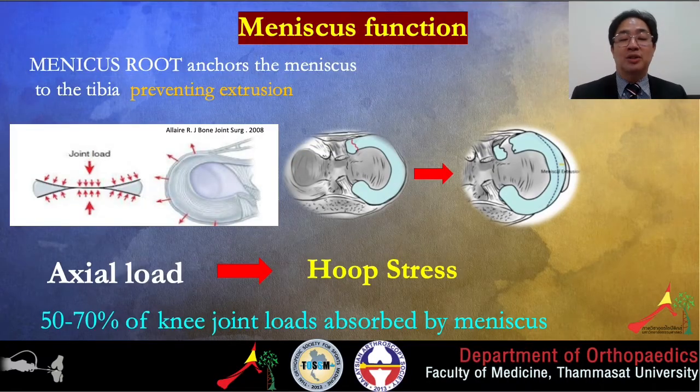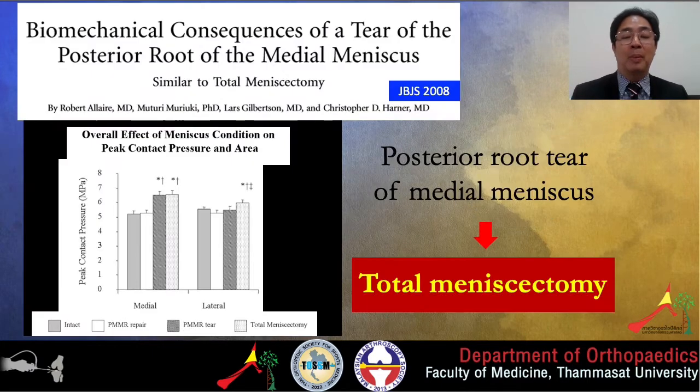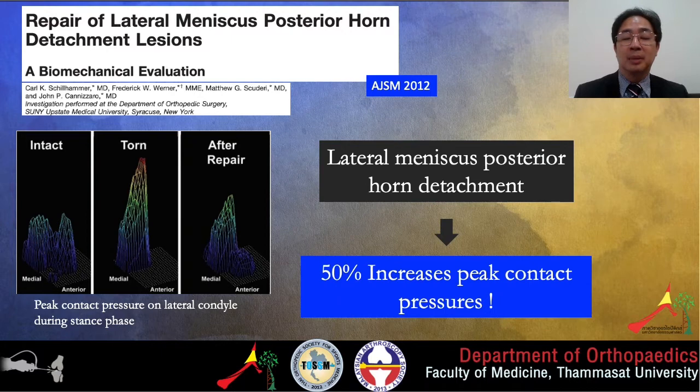The meniscus root function is to convert axial tibiofemoral load to hoop stresses, and 50 to 70% of the knee joint load is absorbed by the meniscus. A biomechanical study by Robert 2008 found that a tear of the posterior root of the medial meniscus is comparable to total meniscectomy. In the lateral compartment, there are similar trends: 50% increase in peak contact pressure after lateral root detachment, and after the repair, the native contact pressure comes back.